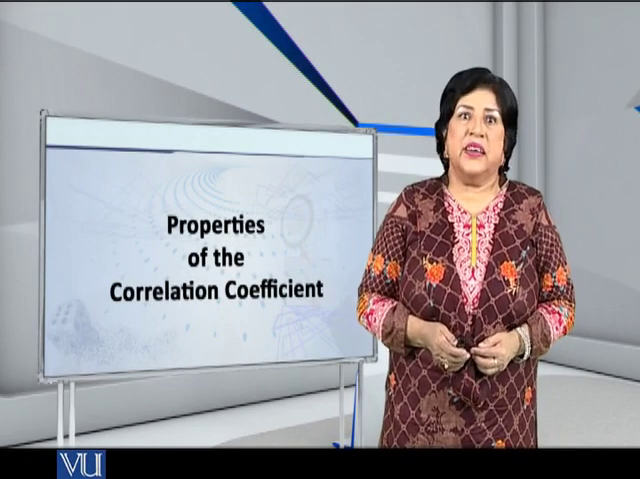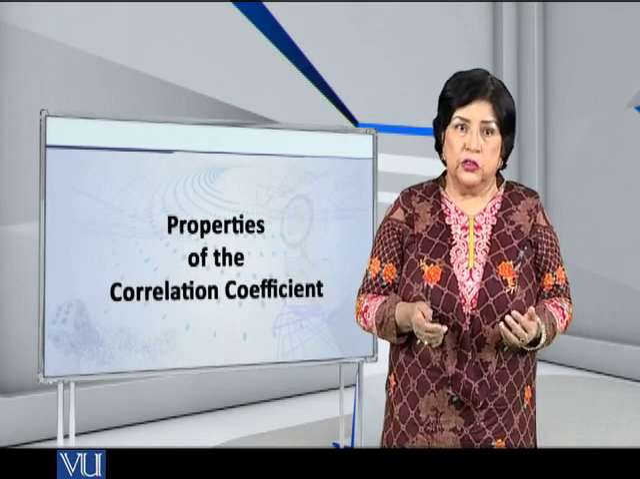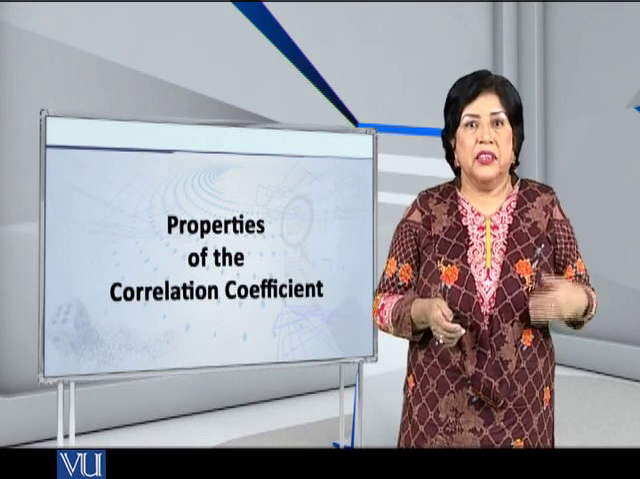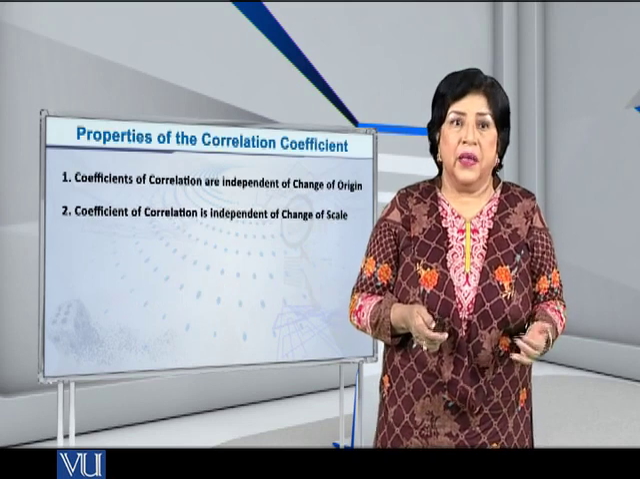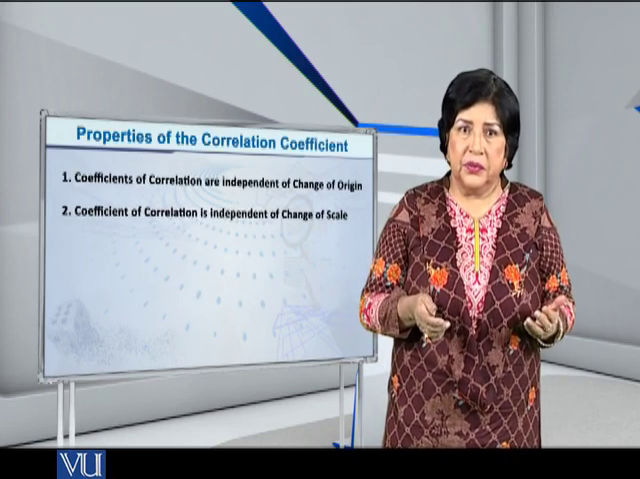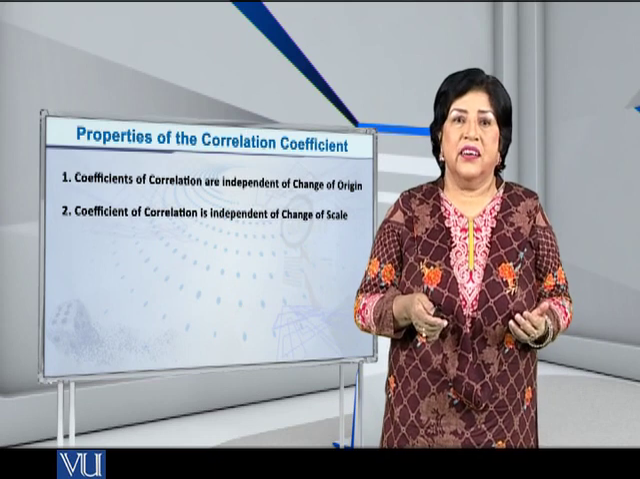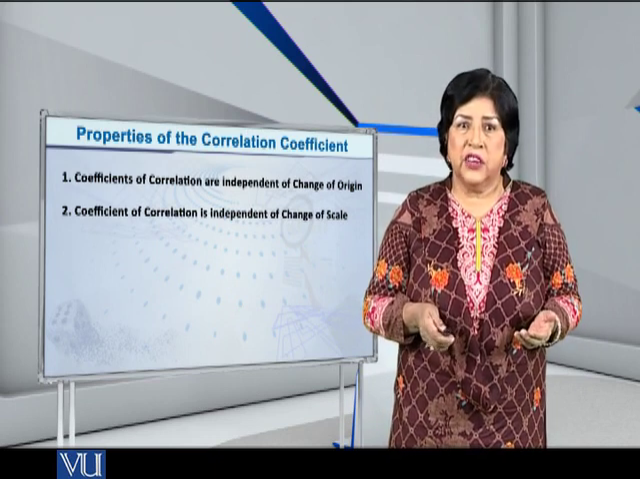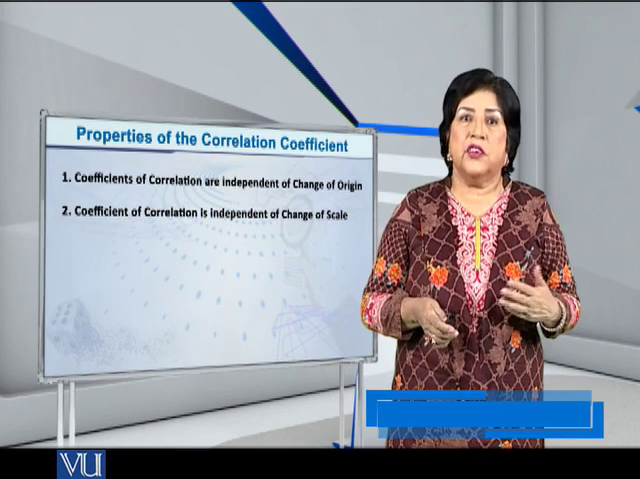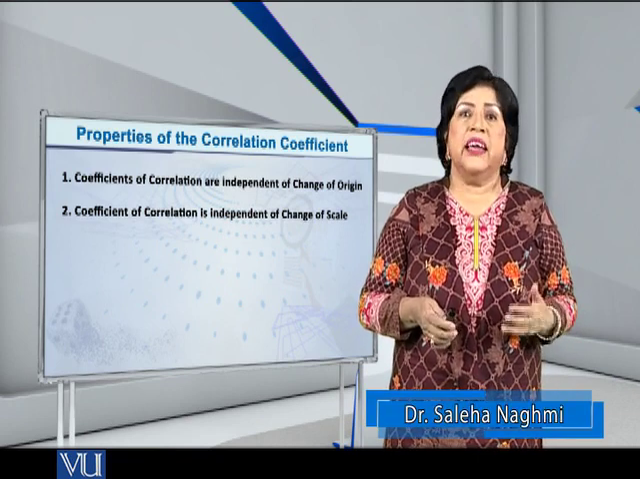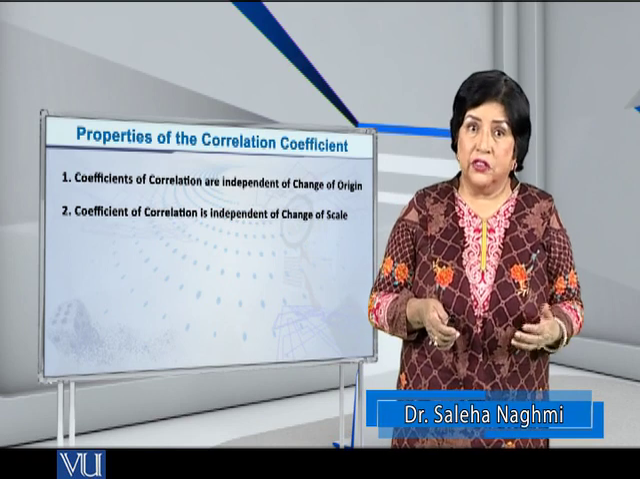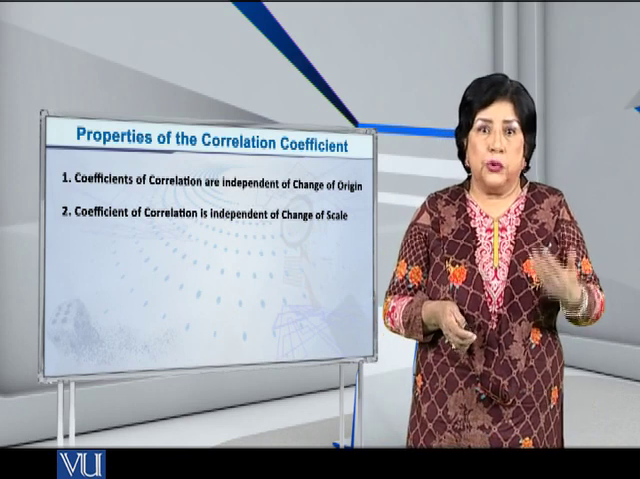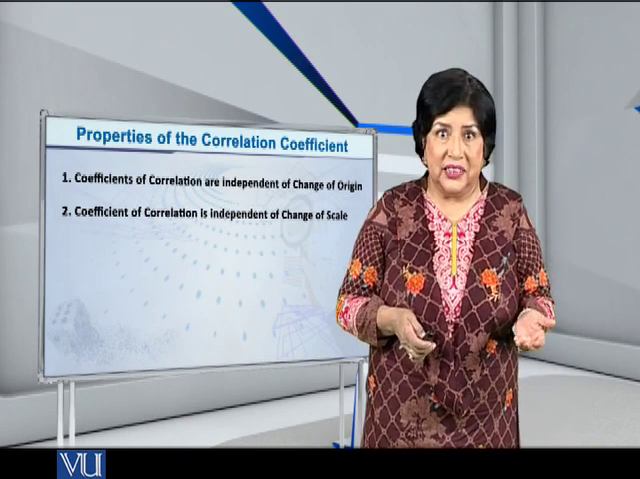Dear students, let me present to you two very interesting properties of the correlation coefficient. The first one is as follows. The coefficient of correlation is independent of change of origin. And the second one is that the coefficient of correlation is independent of change of scale. अब आप जाहिर है कि curious होंगे कि what exactly do I mean by this?